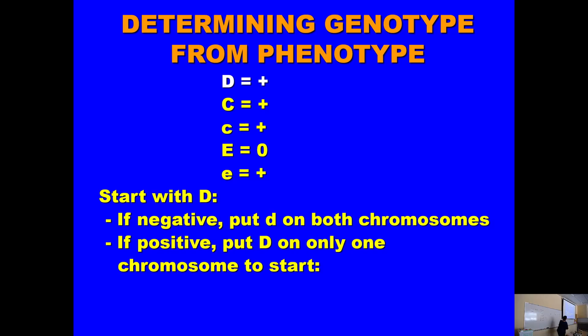So, we're going to start with D. If D is negative, super easy. Little d in both spots. Okay? Because we know there's no big D. However, if D is positive, all we know is at least one chromosome has big D. So you put big D there, but you're going to leave the other chromosome blank for now.